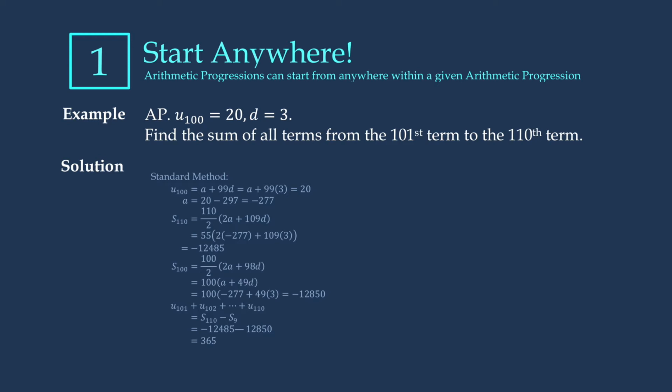Here we have an AP with 100th term 20 and common difference 3. We have to find the sum of terms from the 101st to the 110th. The standard method is to plug in standard formulas, find the first term, work out S110 and S100, then subtract. This is quite a bit of work, as you can see here.